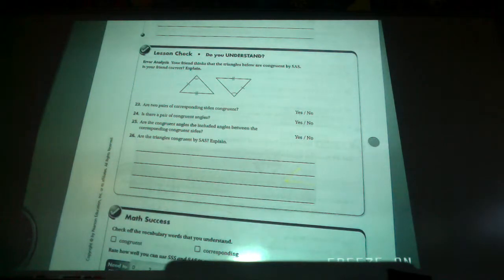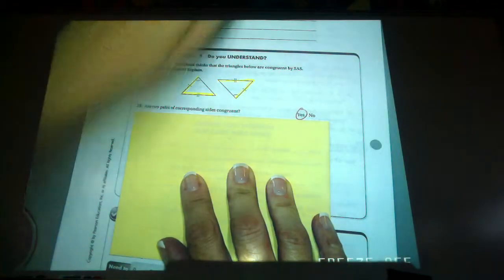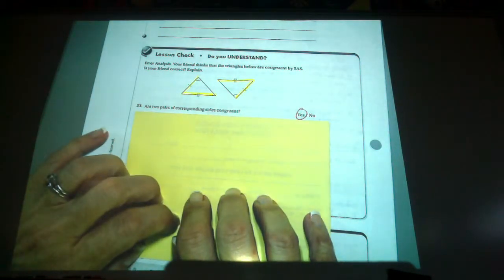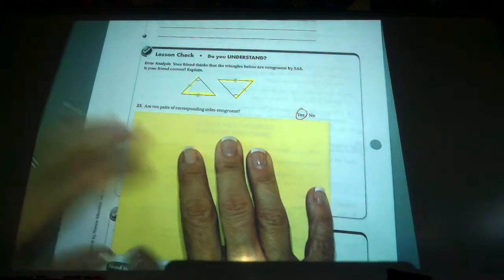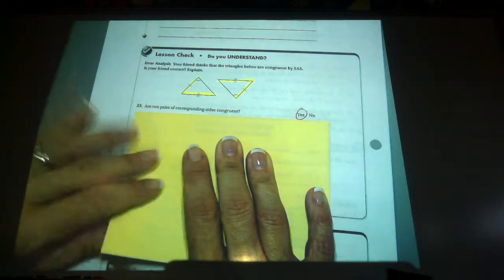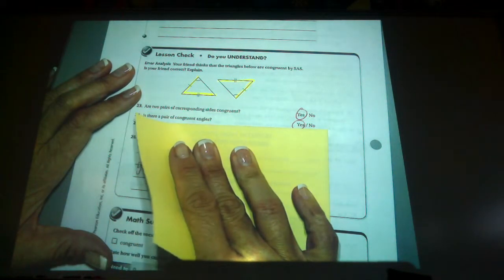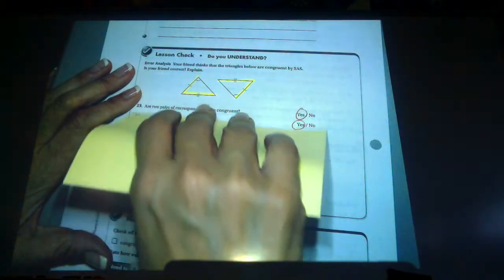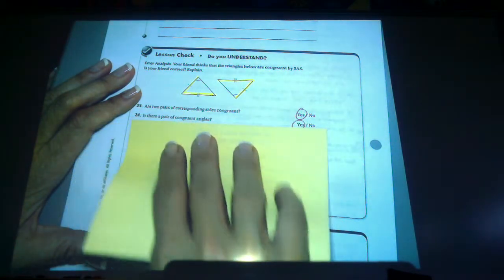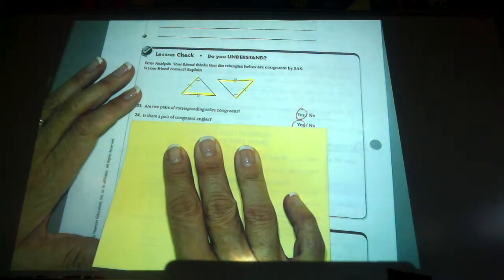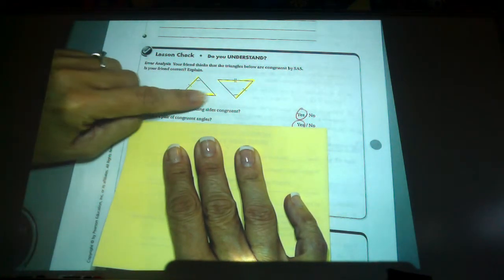All right, are you ready? Are 2 pairs of corresponding sides congruent? Everybody, yes or no? Yes. Are 2 pairs of corresponding angles congruent? Yes. Are the congruent angles the included angle between the corresponding sides? Or is that the included angle? I purposely highlighted the 2 sides.